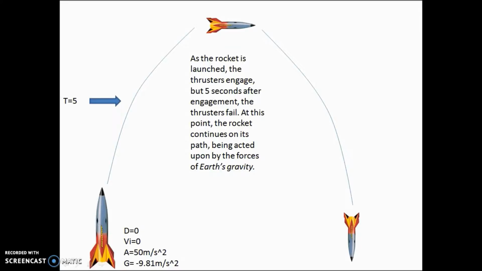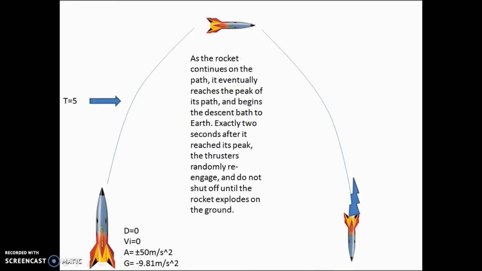So in the bottom left corner now we have our displacement, our beginning velocity, our acceleration, and our gravity, because we are on Earth, so we're going to have that negative 9.81 meters per second squared. So as the rocket continues on the path, it eventually will reach that peak where the velocity is equal to 0. It's the highest point it's going to reach.